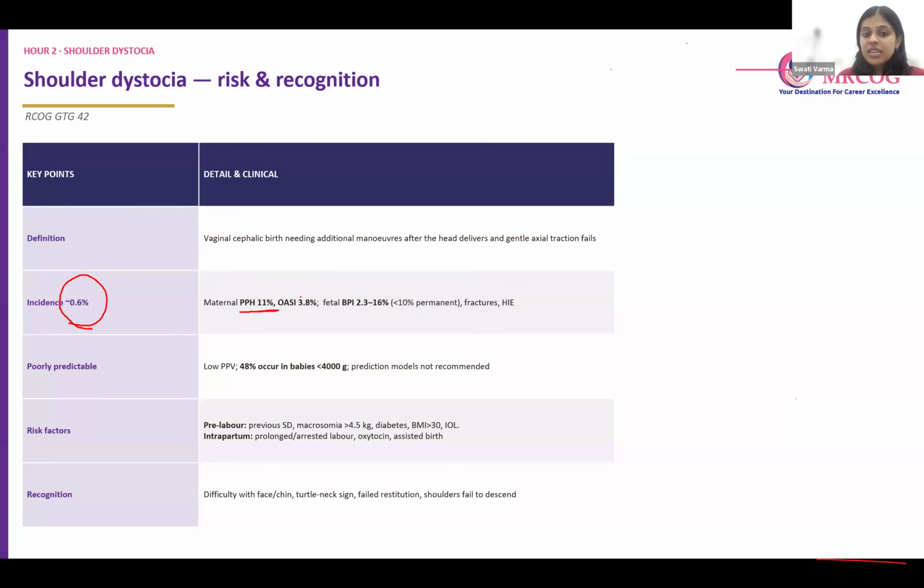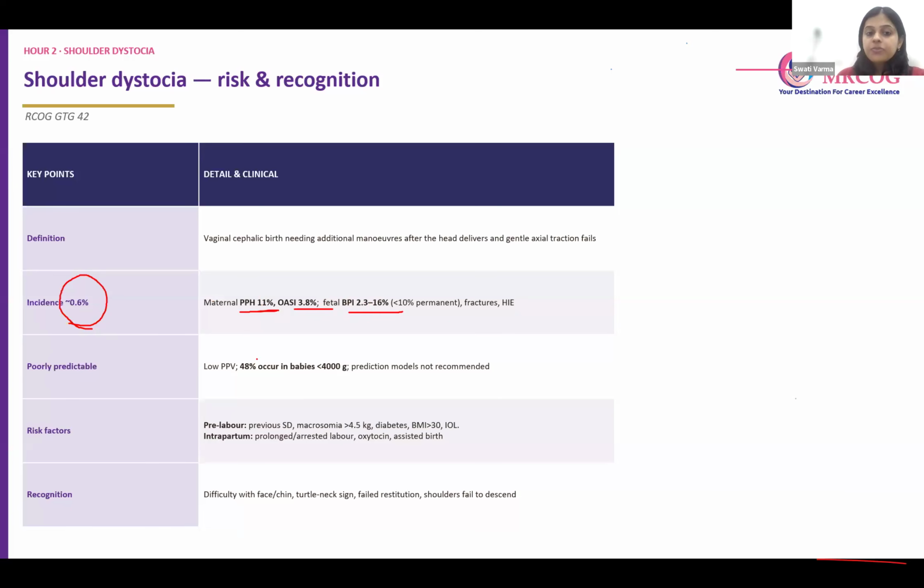Risks means these things can happen and the chances are more with shoulder dystocia. PPH in 11%, obstetric anal sphincter injury in 3.8%, fetal brachial plexus injury in 2 to 16%, fractures, hypoxic ischemic encephalopathy, and fetal BPI being the most common cause of litigation. So all these are the risks, and these percentages are important because they have been asked earlier. So please have a look at them.